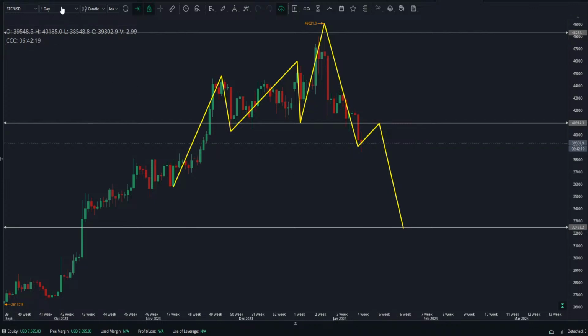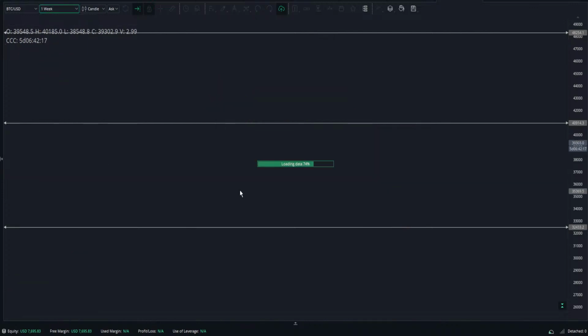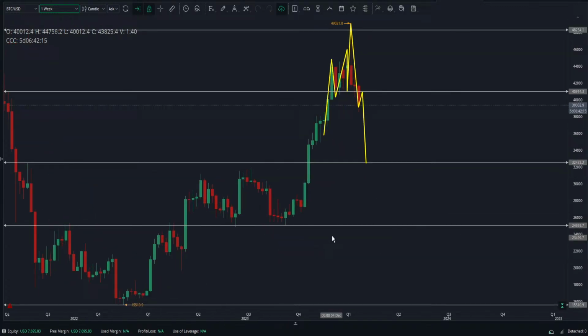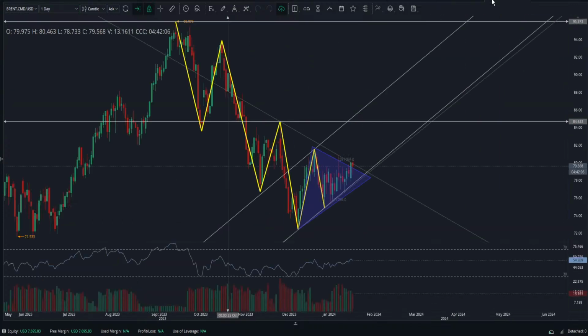price behaves, because on the weekly it is still in a buying category. So there is a possibility that a lot of buyers will jump in around 32,433 who could not buy Bitcoin earlier.